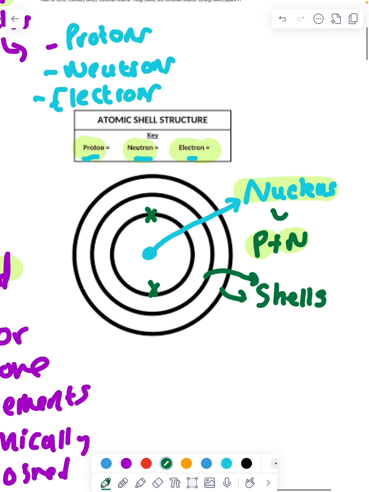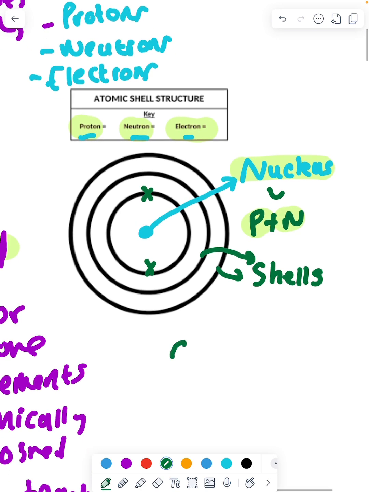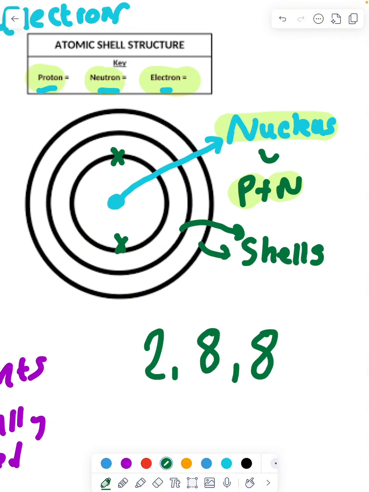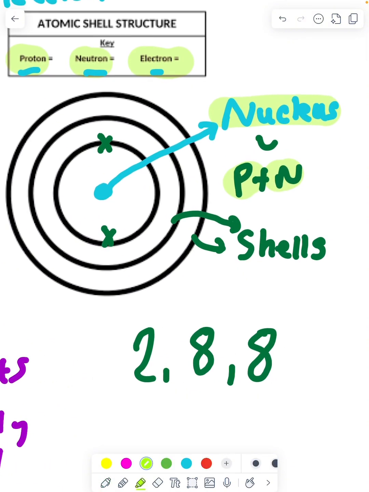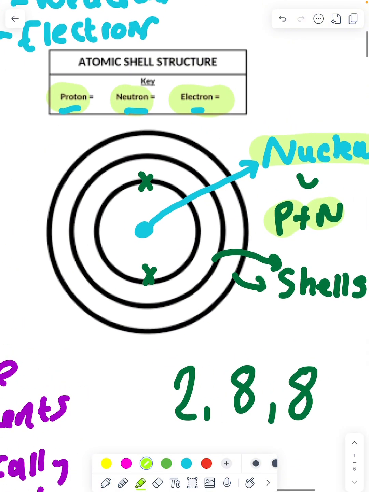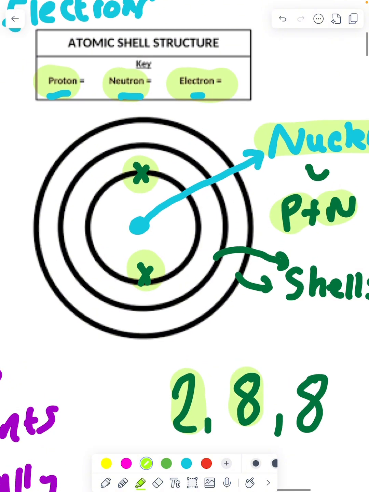Now, there's a rule here. And the rule, you probably heard it before, is 2, 8, 8. And all this really means, right, is the number of electrons that fit on each shell. So the maximum number of electrons that can fit on the first shell is 2. It can't take any more than that, right? The next is 8. And it follows this format. So the first shell can only hold a maximum of 2 electrons. The next one can hold 8. The one after that is 8. And it follows this structure.